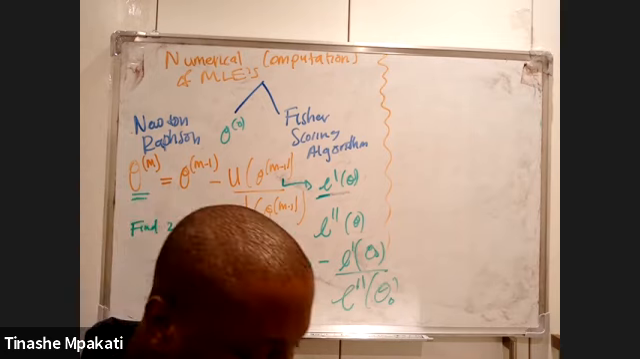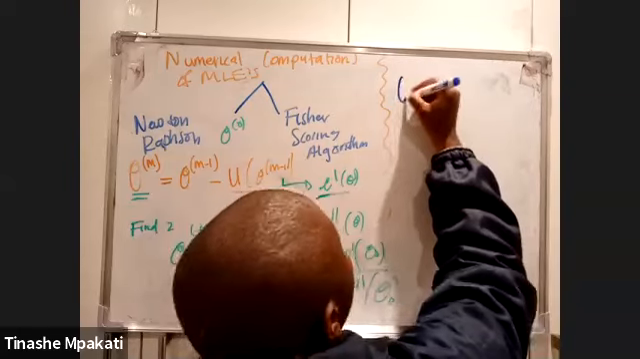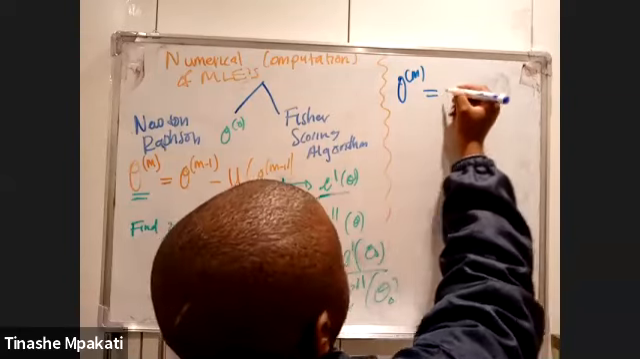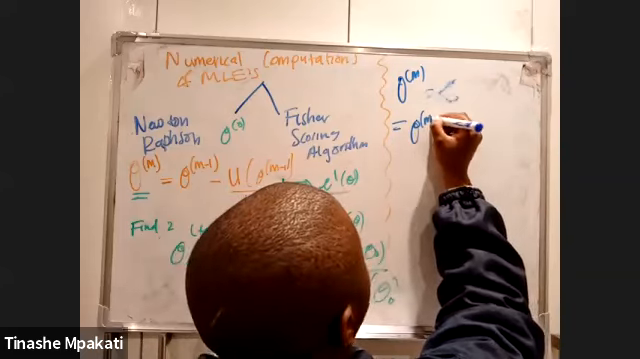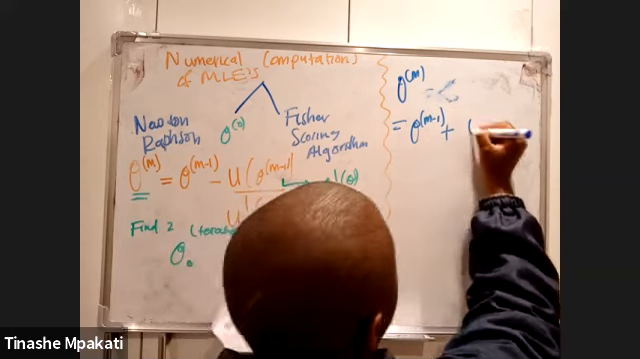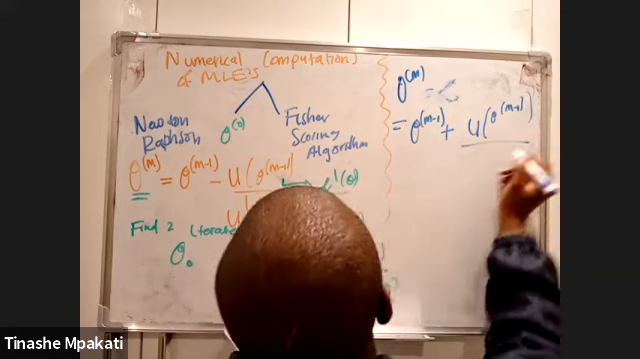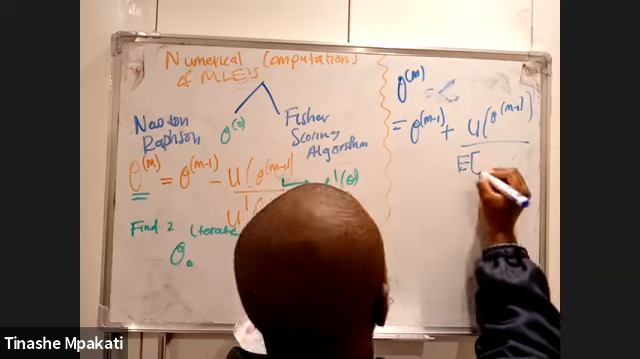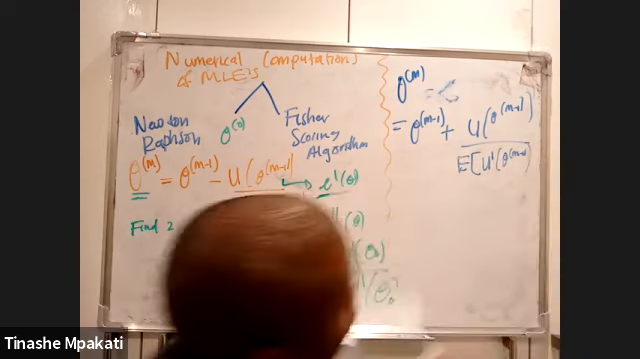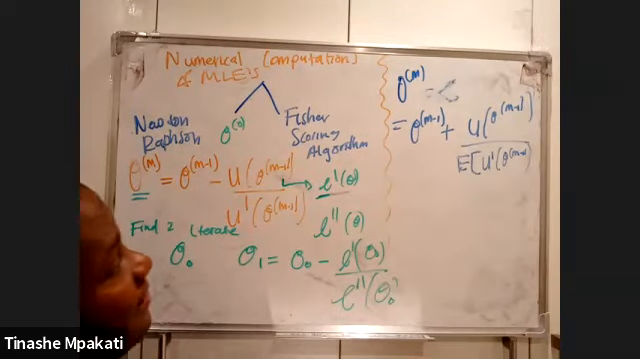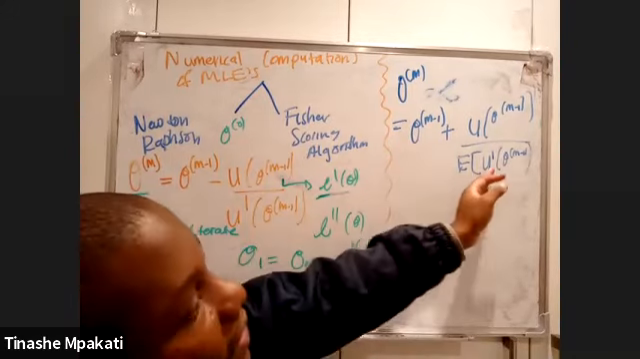Then the next method is your Fisher scoring algorithm, which is given as follows. Very similar as well, but the main difference is that here, instead of subtracting, we add the same function, theta m minus 1, like that. But now you are going to divide by the expectation of this function that you have as a denominator here. So it's almost the same function, except that now you're adding, and instead of dividing by this, you're going to find the expectation of that.